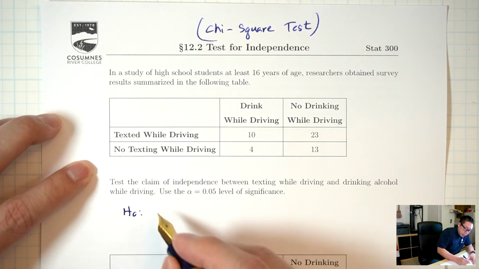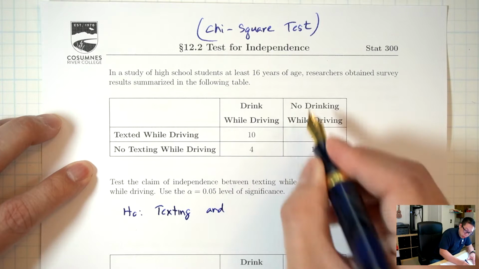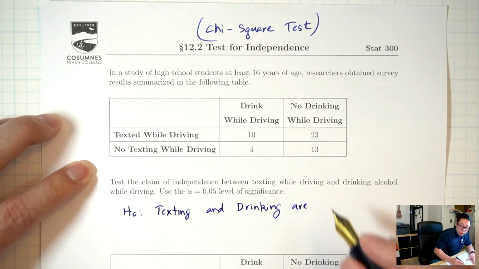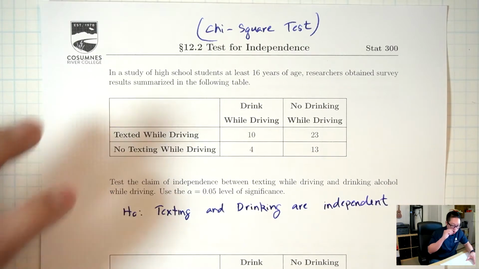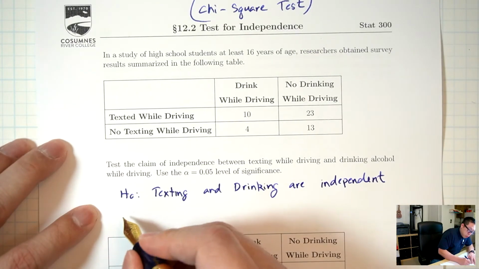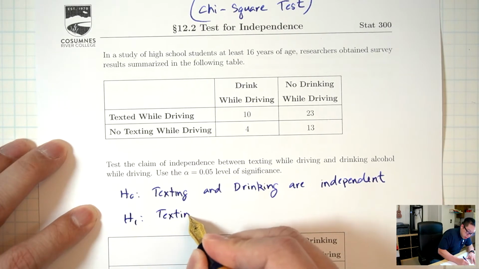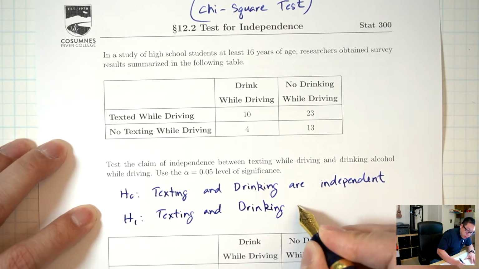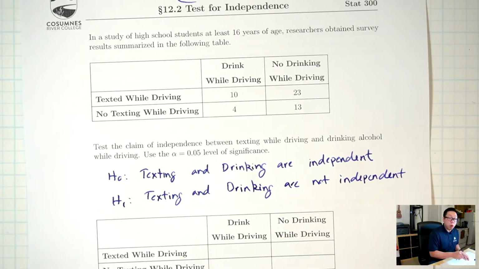H0 is going to say that texting and drinking are independent. In other words, they have nothing to do with each other. H1 is going to say texting and drinking are not independent. In other words, they are related to each other.